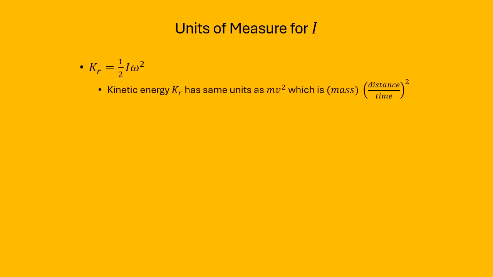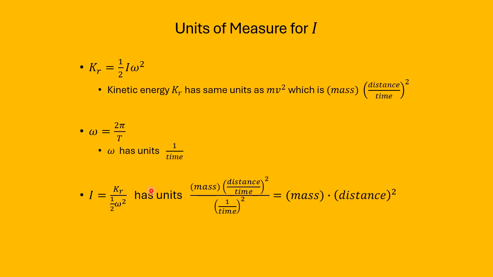Let's talk about the units of measure for this moment of inertia I. First of all, the kinetic energy of rotation is 1/2 I omega squared. So we know that the kinetic energy has the same units as 1/2 mv squared, or mv squared itself, which is mass times velocity squared. Velocity is distance over time, so we get mass times distance over time squared. We know that omega is equal to 2 pi over t, and so omega has units of 1 over time. The numerator is in radians, which really has no units associated with it. Time could be measured, for instance, in seconds, so omega could be measured in 1 over a second.